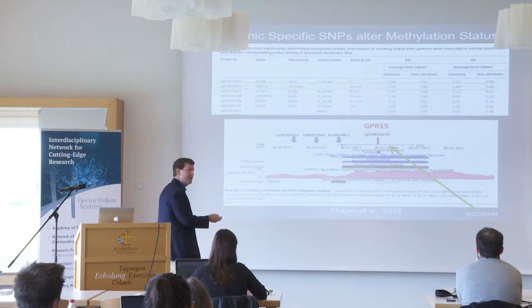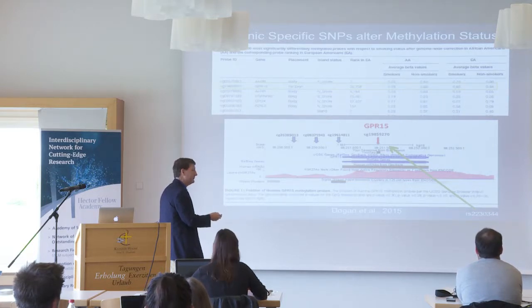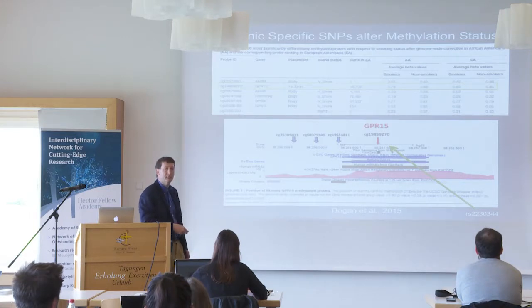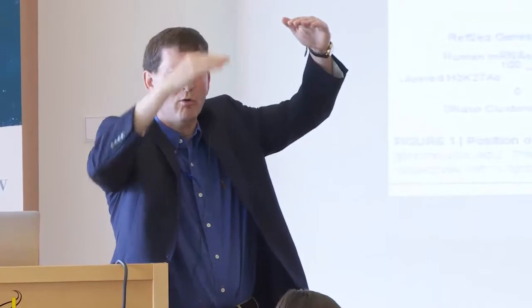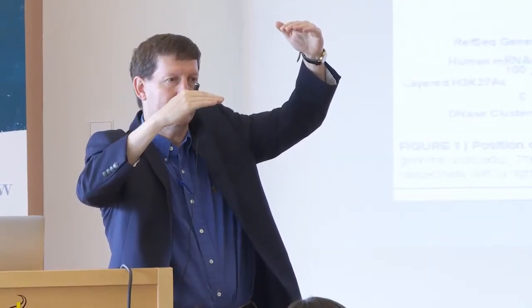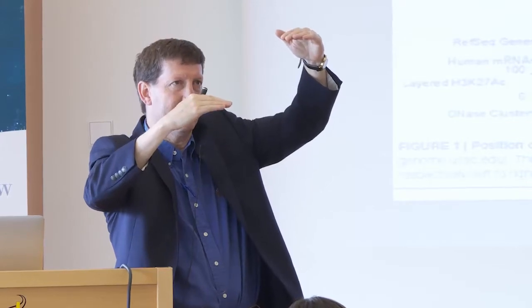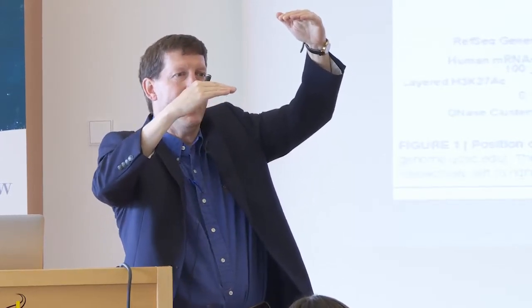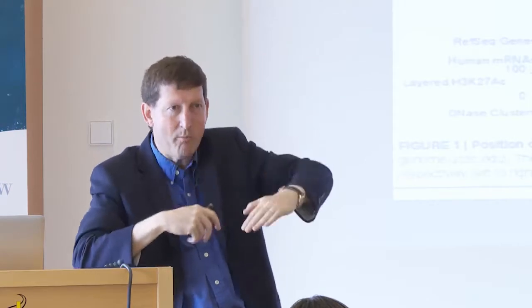To make a long story short, the reason for that, very simply, is that in European Americans, but not African Americans, there is a regulatory polymorphism that sits adjacent to one of the key residues in GPR15 that alters the methylation set point. In other words, the local effect on the epigenetic set point determines regulatory variation, determines where the set point is and therefore how methylation changes as a function of an exposure to an environmental variable.